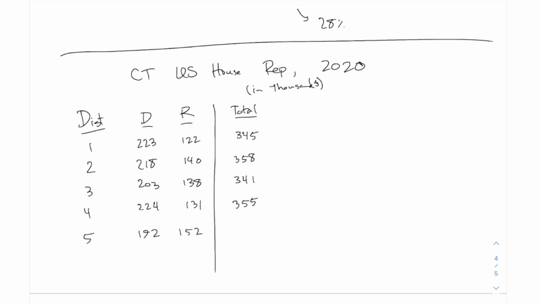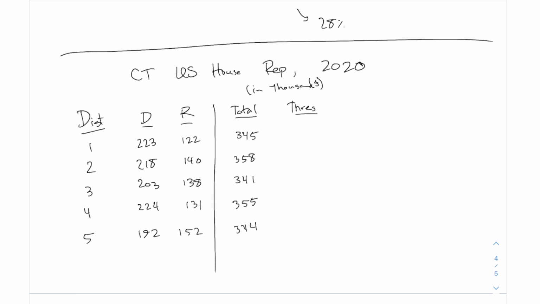And then 192 plus 152 is 344. All right, those are the totals in each district. Like I said, the districts are designed to have equal populations, but you never know who's actually going to show up and vote, so they're not going to be exactly equal when you count the votes. That means the thresholds each time are going to be slightly different.